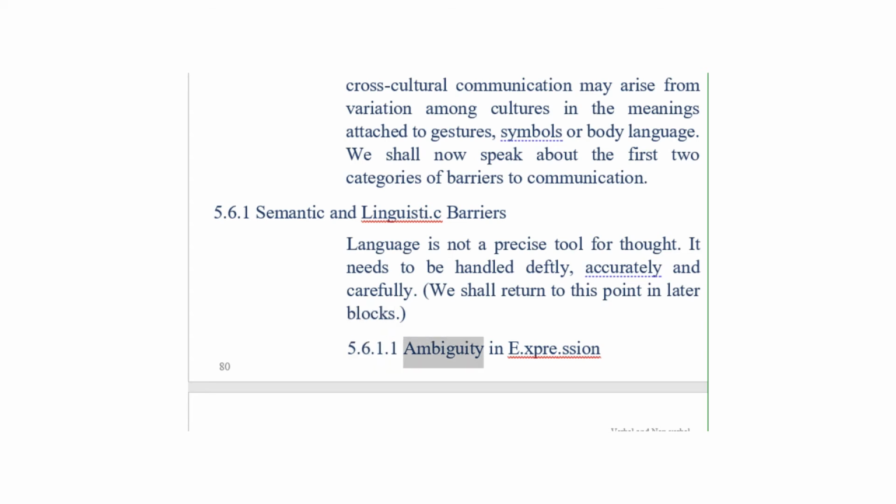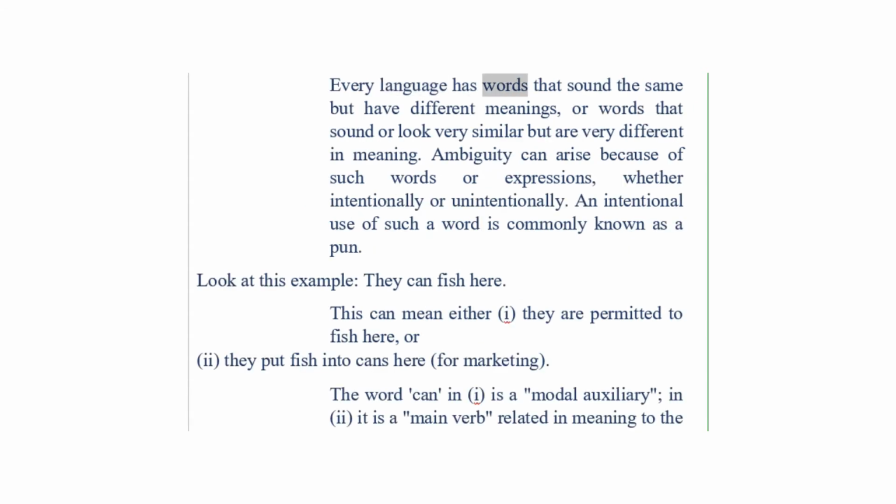5.6.1.1 Ambiguity in expression. Every language has words that sound the same but have different meanings, or words that sound or look very similar but are very different in meaning. Ambiguity can arise because of such words or expressions, whether intentionally or unintentionally. An intentional use of such a word is commonly known as a pun.